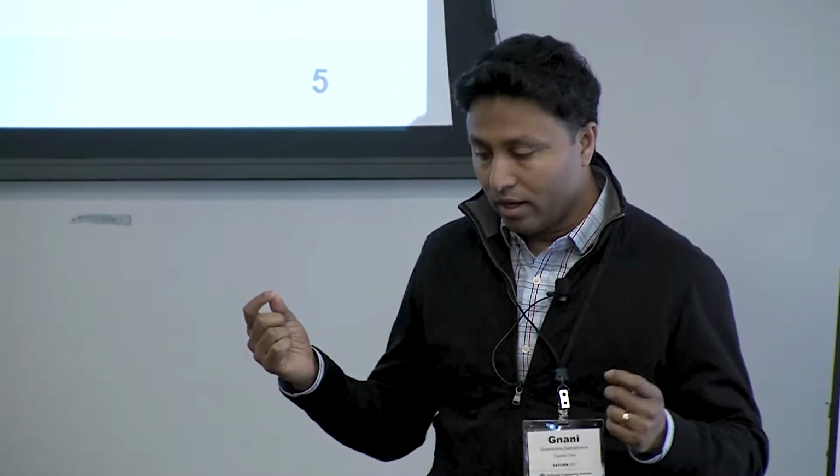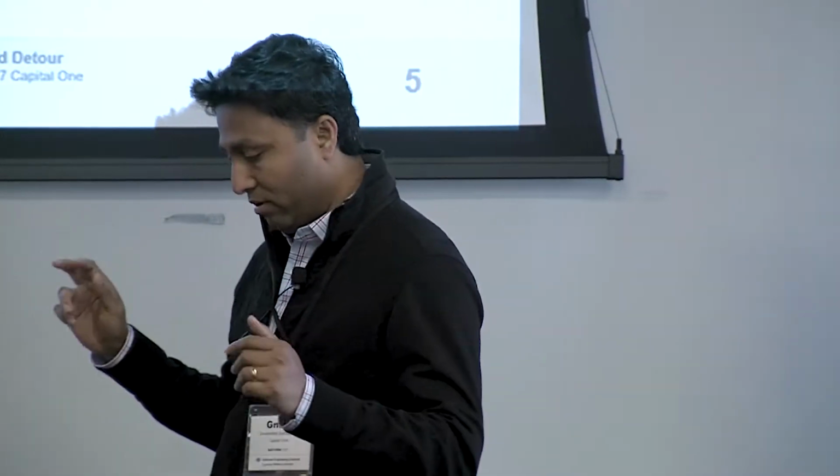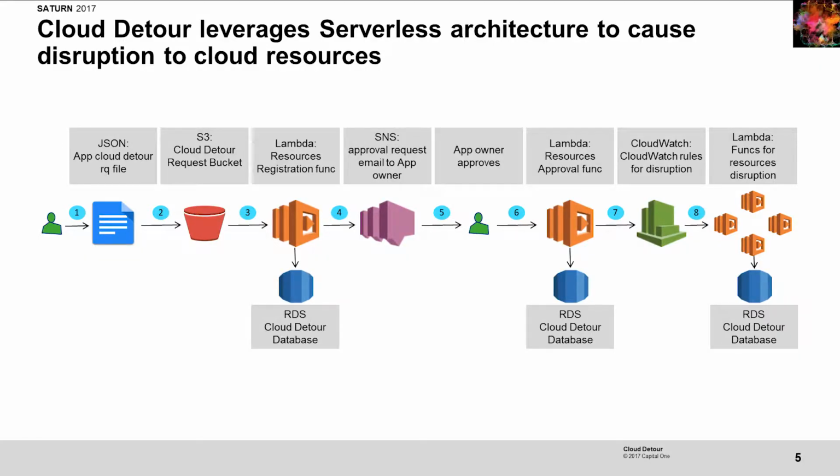So chaos engineering, right? What is the discipline of chaos engineering? Chaos engineering is roughly defined as experimenting on your applications by intentionally disrupting them and seeing how the application performs by gaining strength from the disorder, right? So here is a bird's eye view of the Cloud Detour tool that we have developed that helps our applications automate chaos engineering testing, right?